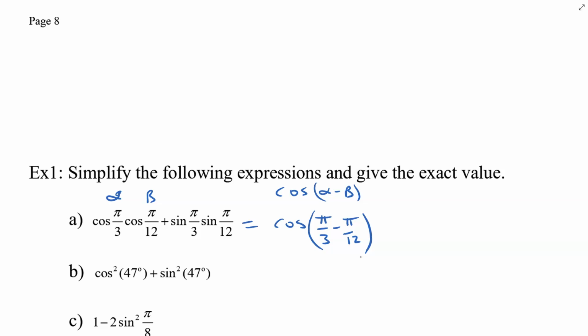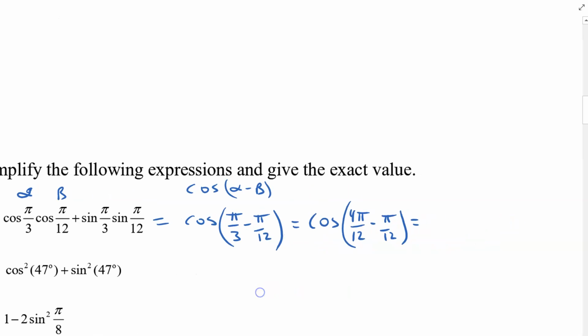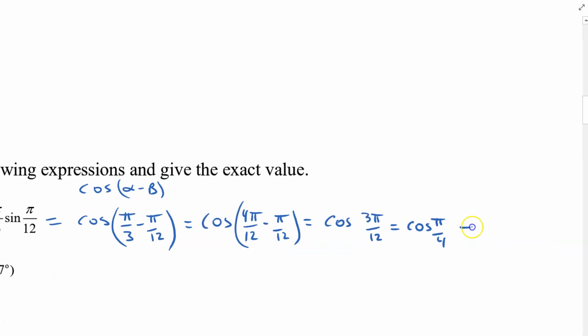In order to subtract those two fractions, they have to have the same denominator. And so I think it's going to have to be pi over 12s. So I'm going to say this is equal to the cos of 4 pi over 12 minus pi over 12. That's right, because I had to multiply 3 times 4. So that's going to be equal to the cos of 3 pi over 12, which is equal to the cos of pi over 4. And I think we can figure out what that is. Pi over 4, that's over there. That's our good old root 2 over 2.